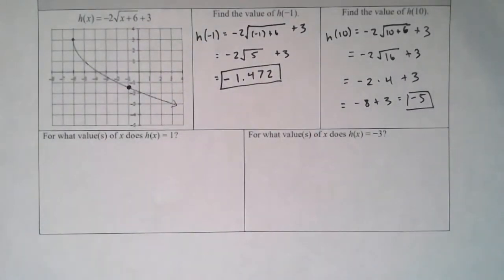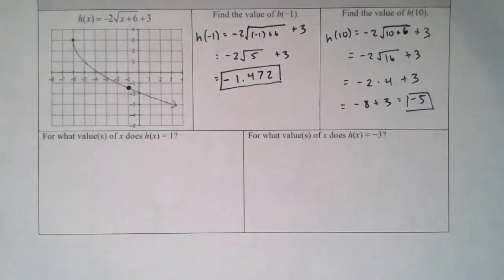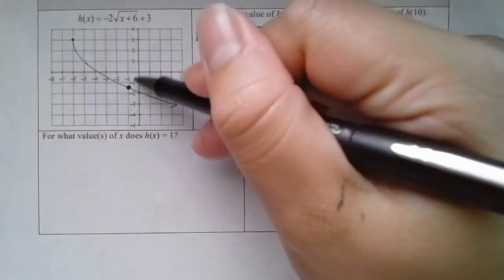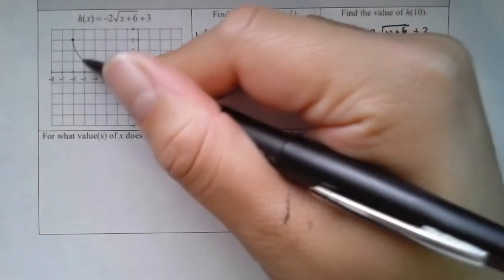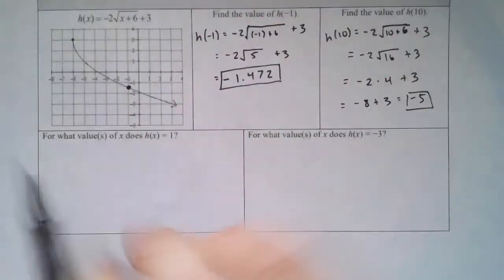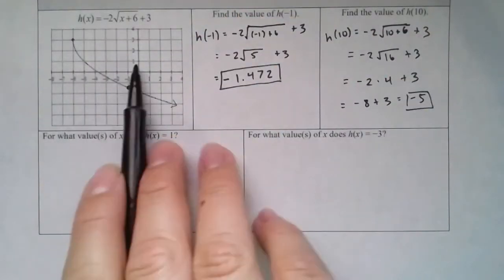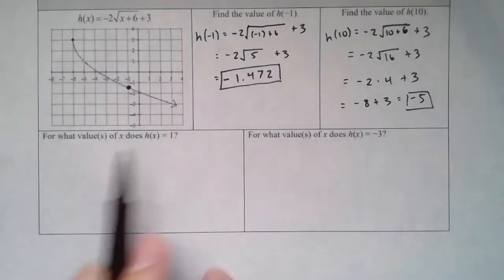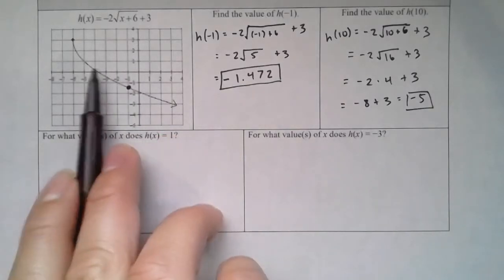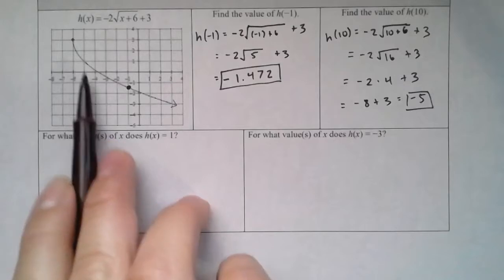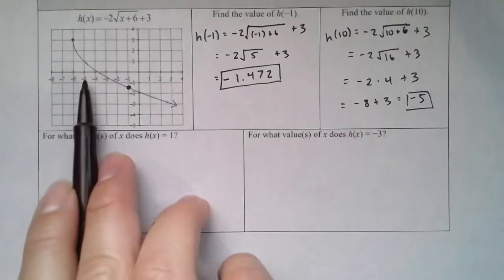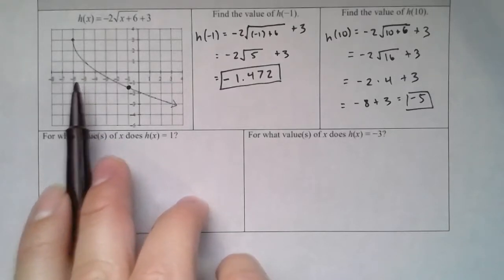For what values of x does h of x equal 1? So where y is +1, so they're looking for this one here. Okay, so this is actually one of the neat ones where the graph crosses a lattice point, so you can actually see that when y is equal to 1, x should be -5. So let's verify that.